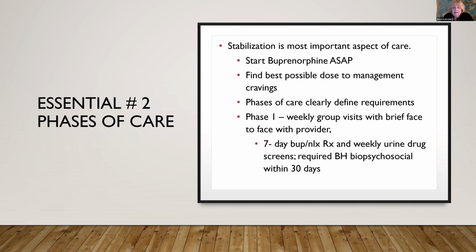So phase one is basically seeing our patients for weekly group visits. That's what I just did this morning. I came from a group visit with a brief face-to-face with the provider. Our provider sees them very briefly and quickly in the time before group starts, from 9:30 to 10 on Wednesdays in our case. Phase one includes a 7-day buprenorphine script, weekly urine drug screens, and a required behavioral health biopsychosocial within 30 days. So that's our phase one.